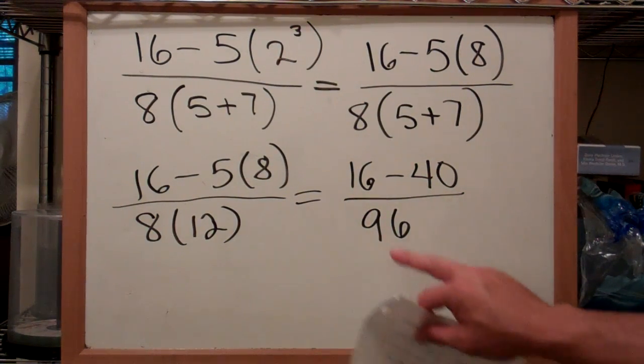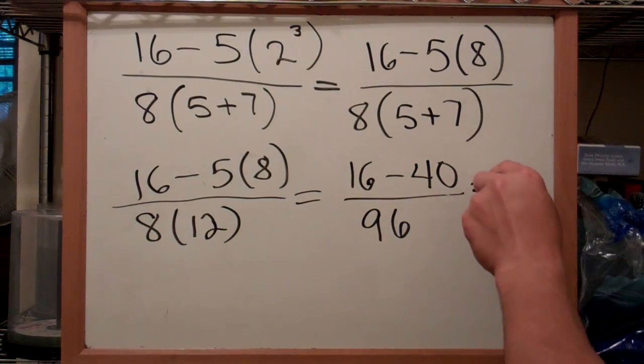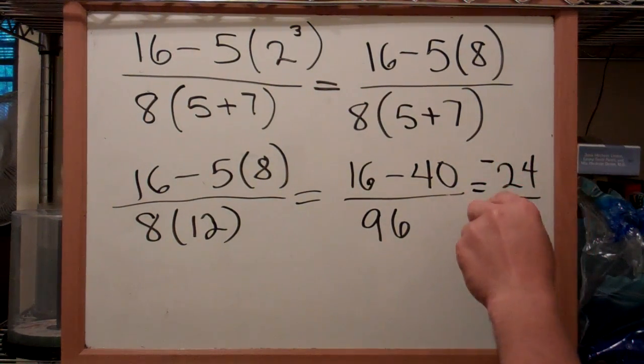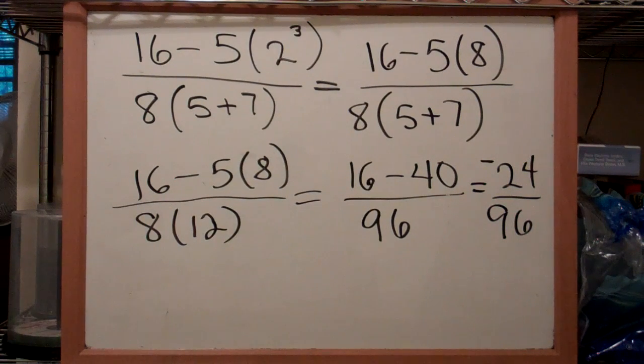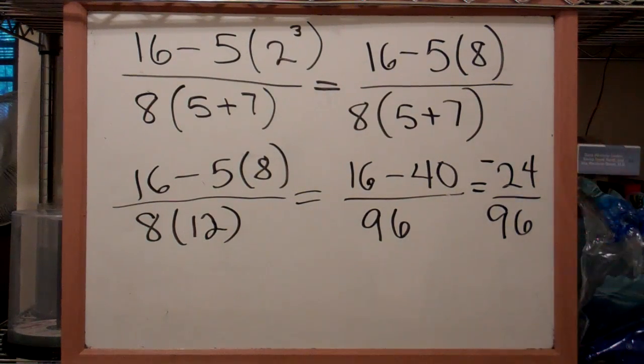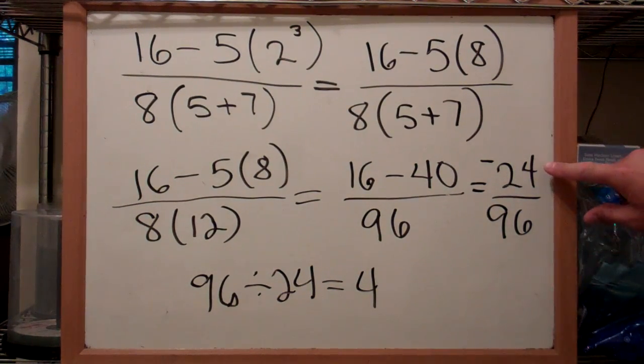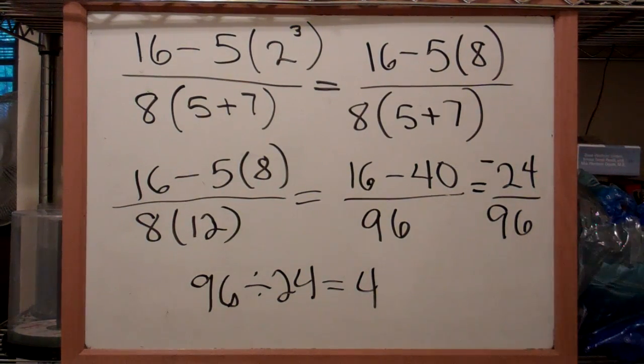Okay, now we can say 16 minus 40, which is going to be negative 24, over 96. And now we have one number on top, one on bottom, and now we can look to divide. And you have to be careful here when you type this into your calculator. If you type in 96 divided by 24, that would give you 4. But actually what's really happening here is 24 divided by 96.